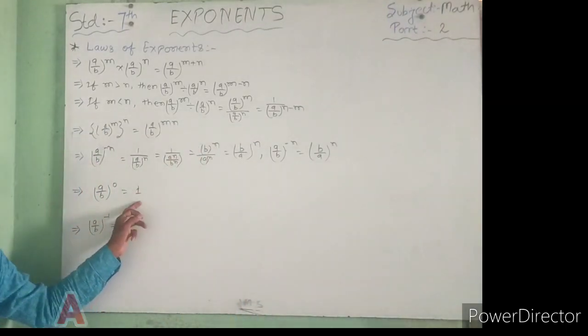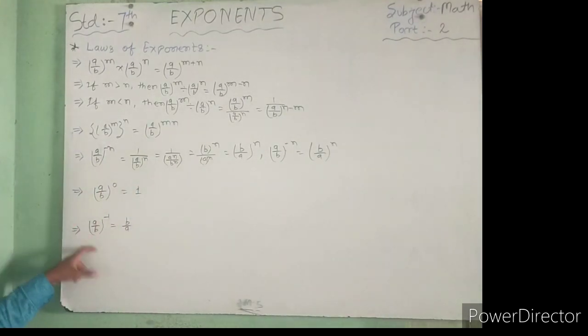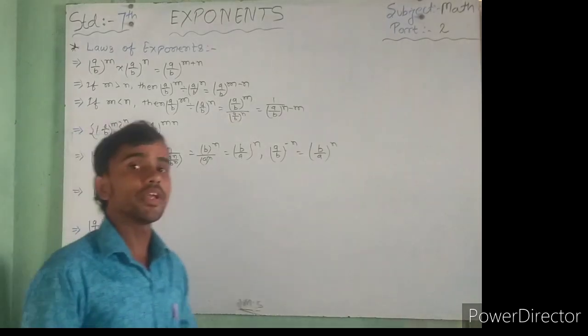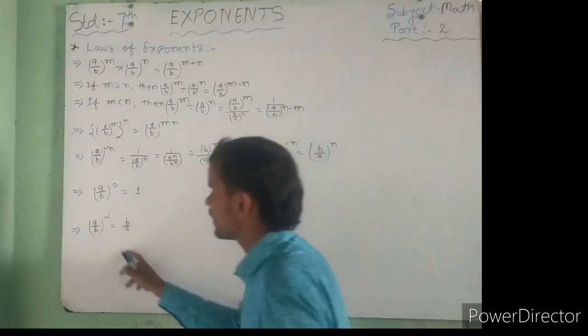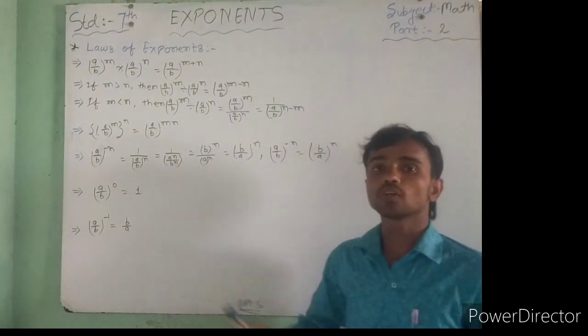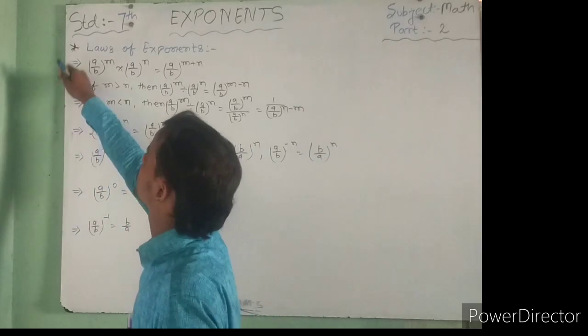Okay, and next, (a/b)^(minus 1). If any type of question comes in minus 1 format, then you convert it to b/a. That's your format. So my dear students, that's all, it means 1, 2, 3, 4, 5, 6, 7.